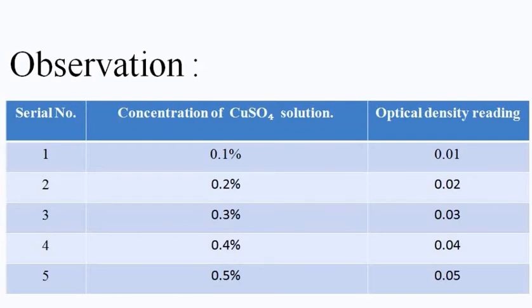So in observation, for a concentration of copper sulfate solution 0.1%, we get optical density 0.01. This is for the first test tube, and for the second test tube with concentration 0.2%, the optical density is 0.02. And for the third test tube, the concentration is 0.3% copper sulfate solution, we get optical density 0.03. Likewise for the fourth and the fifth test tube, the optical density values are 0.04 and 0.05.